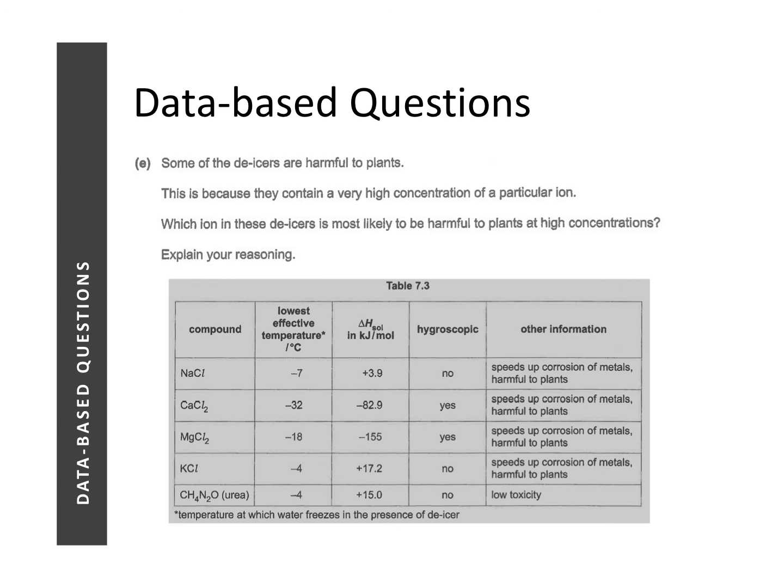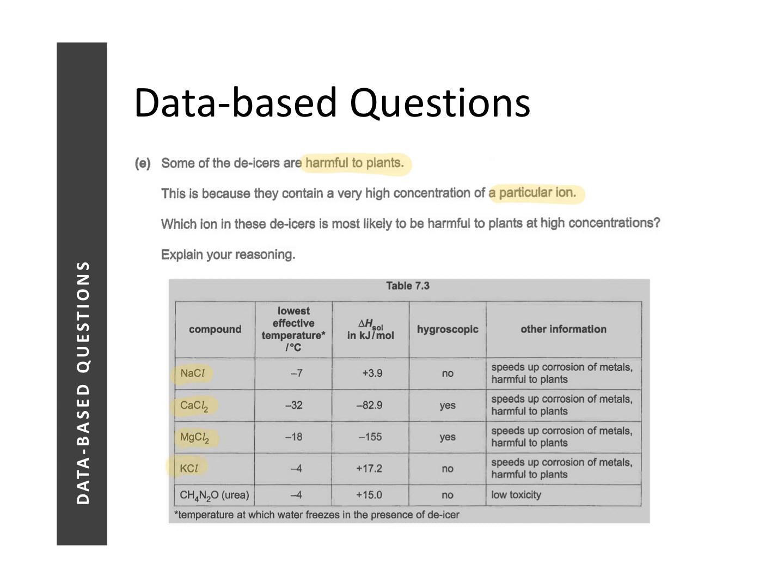Part E, some of the de-icers are harmful to plants because they contain a high concentration of a particular ion. So once again, we are looking at the different de-icers. We'll analyze the table, and since the question is talking about de-icers that are harmful to plants, let us look at those compounds that are harmful to plants. So sodium chloride, calcium chloride, magnesium chloride, and potassium chloride.